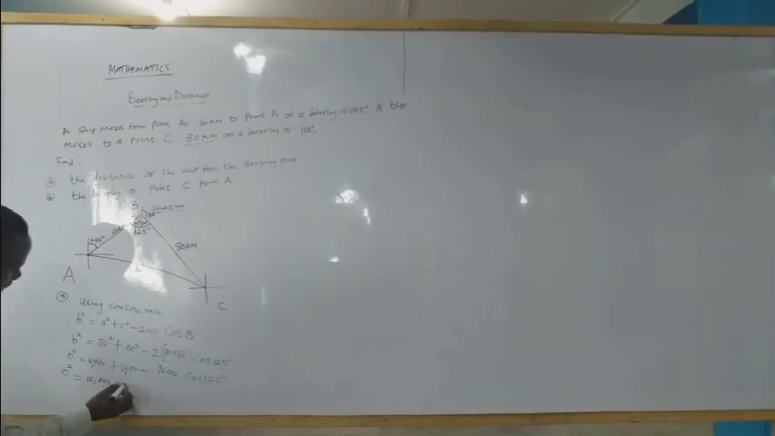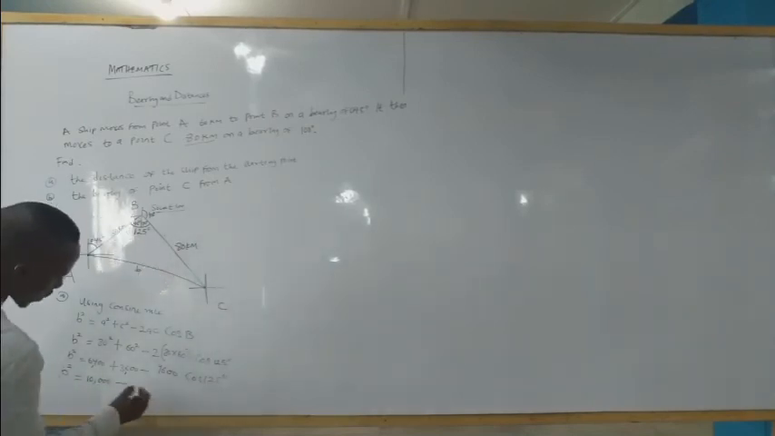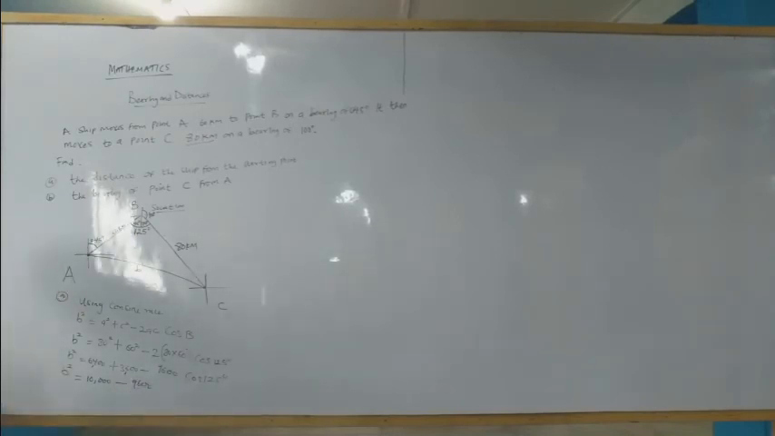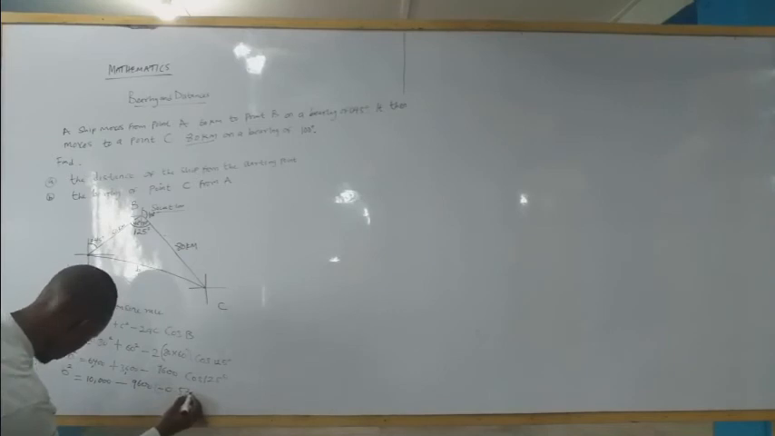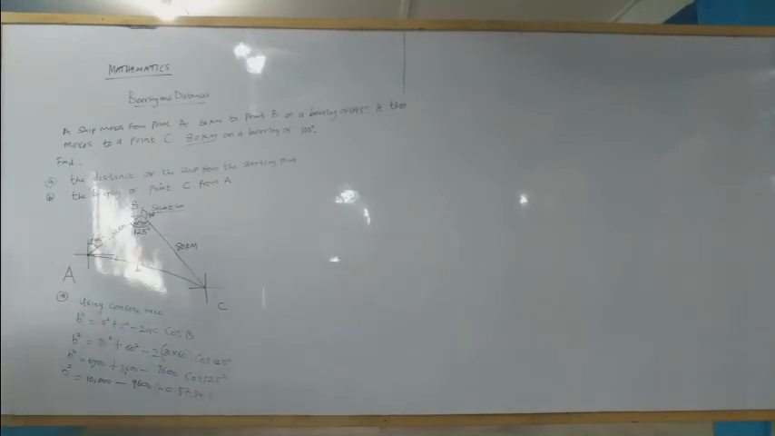10,000 minus, then cos 125 gives us what? Cos 125 using your calculator will give us negative 0.5734 approximately. So we multiply this and this. B squared then is equals to 10,000 plus 9600 times 0.5734.